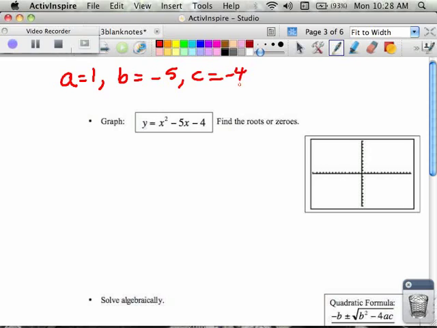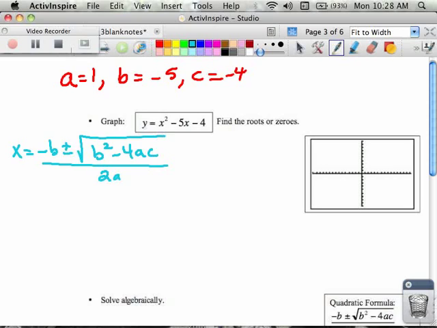It probably also is helpful if you write down the quadratic formula on a regular basis so that you can see it and remember it. So x is equal to the opposite of b plus or minus the square root of b squared minus 4 times a times c, all of that over 2 times a.